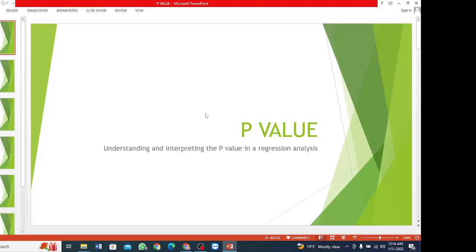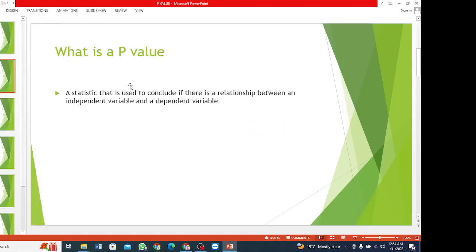In today's video I'm going to explain to you the p-value, and this will help you in understanding and also interpreting your p-values in your regression analysis output. So what is a p-value? A p-value is a number that is used to conclude if there is a relationship between an independent variable and a dependent variable.